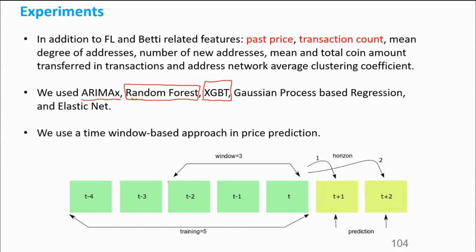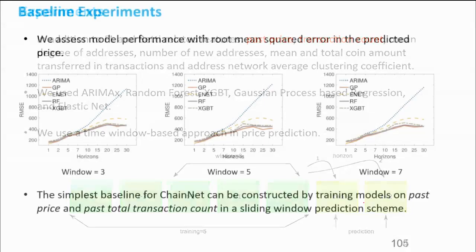We use a time window-based approach in price prediction. Here, what we say is that we use, for example, a trailing window of 3. We use these 3 days of data to predict the very next day. So the horizon is 1. Or if we predict the price in 2 days, our horizon will become 2. Quite a typical time series prediction task, by using persistent homology features.